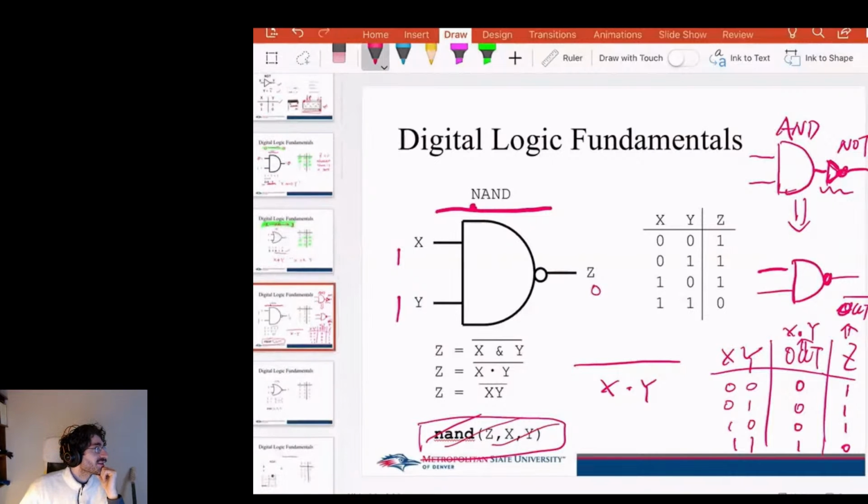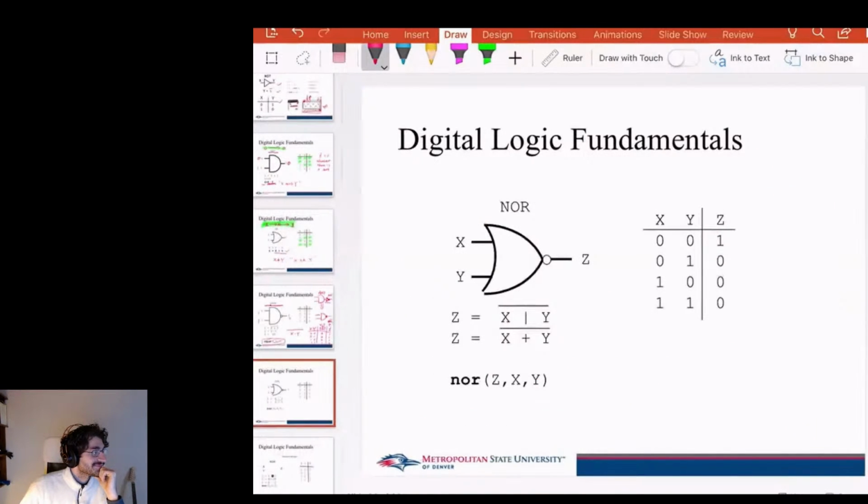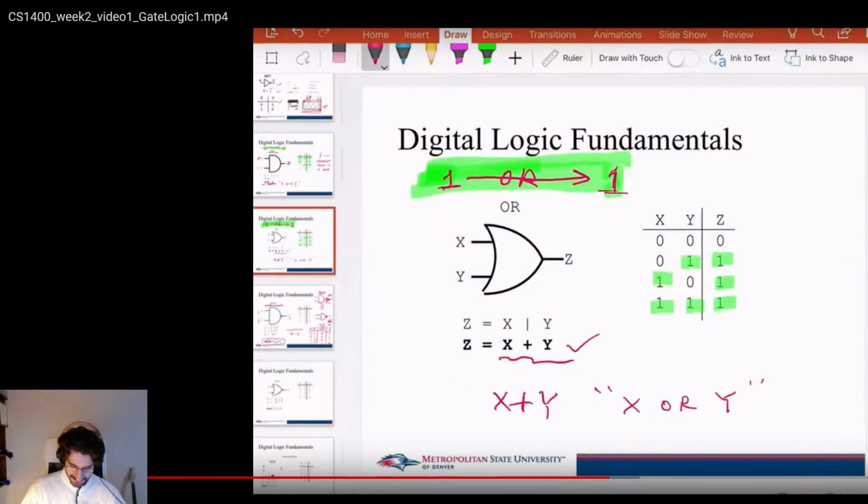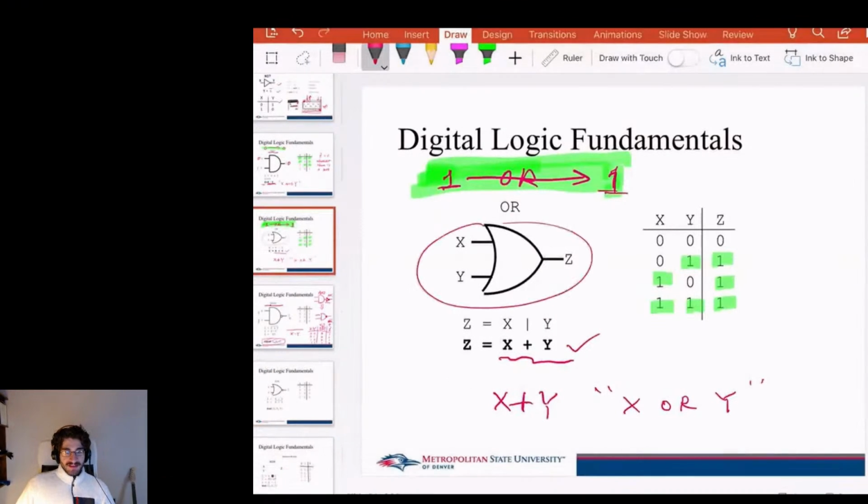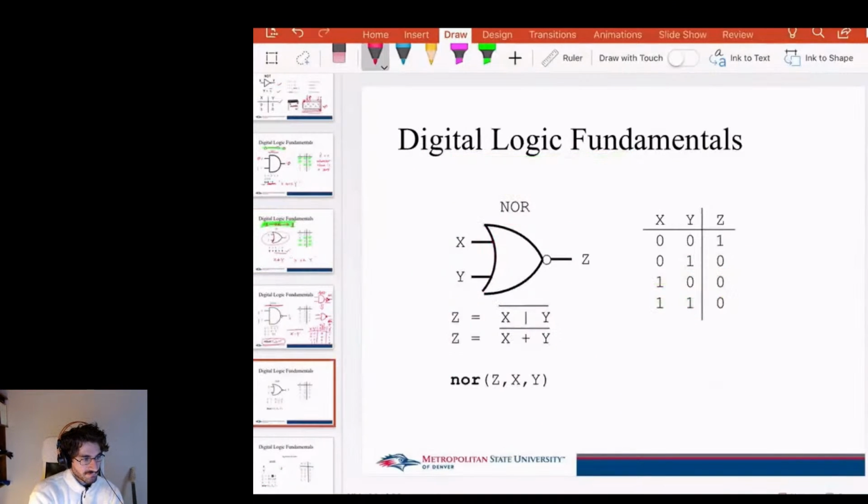If we have a NAND gate, then we should have a NOR gate. For an OR gate, the logic symbol looks like a slightly curved triangle. So we could have a NOR gate, which is basically a combination of an OR gate followed by a NOT.